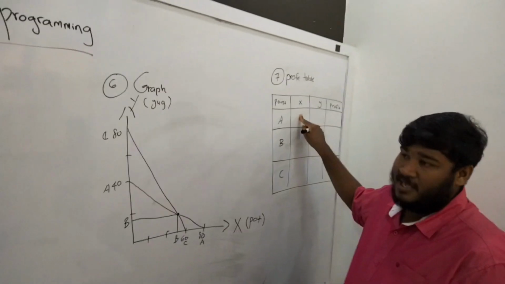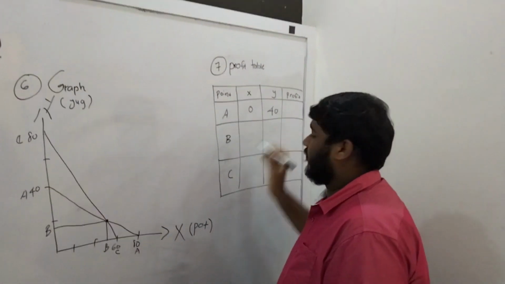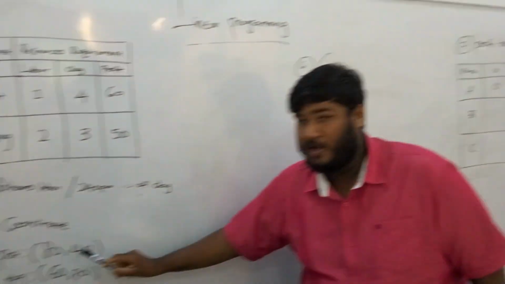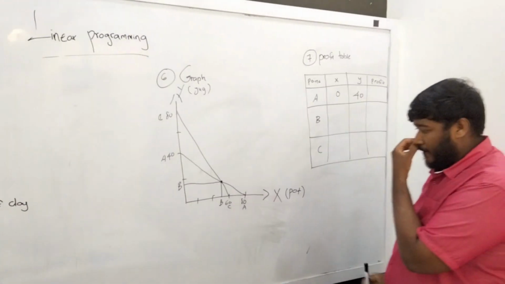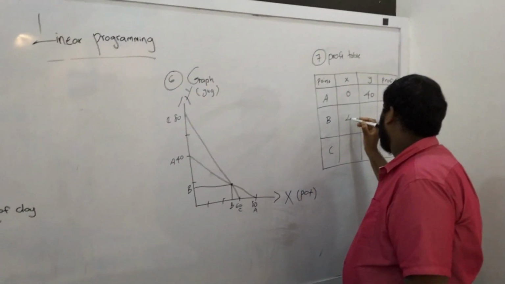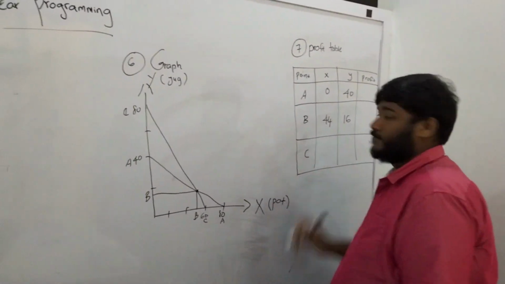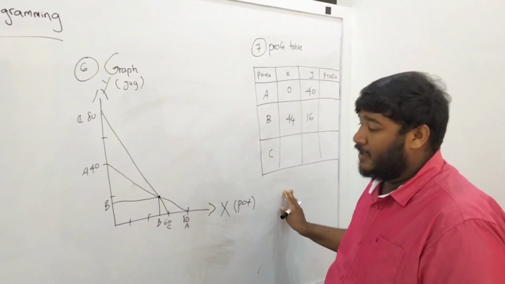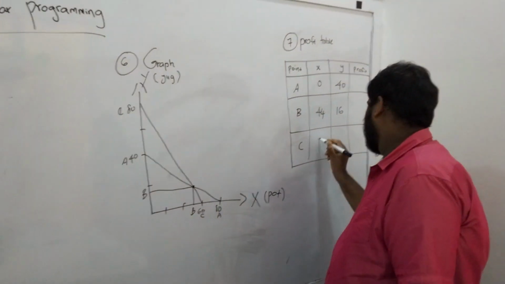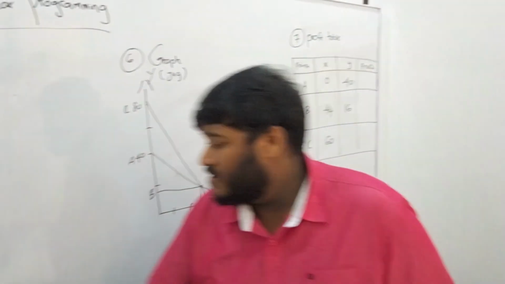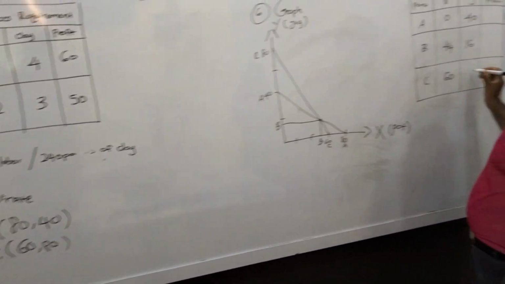The first point, X is 0 and Y is 40. 40 from this coordinate, the top coordinate for the Y. And the second one, for the B point, X is 44 and then Y is 60. For C, X is 60 from the x coordinate and Y is 0.